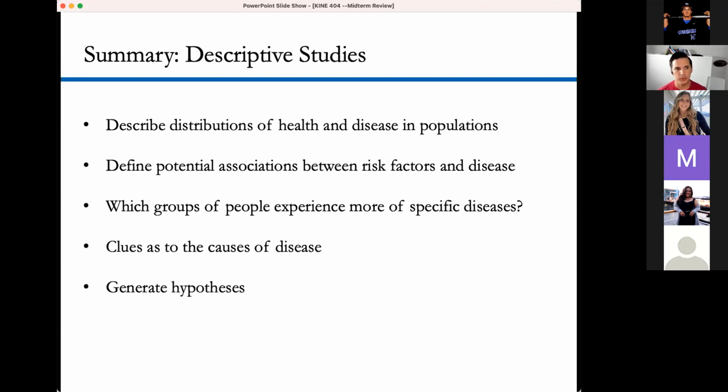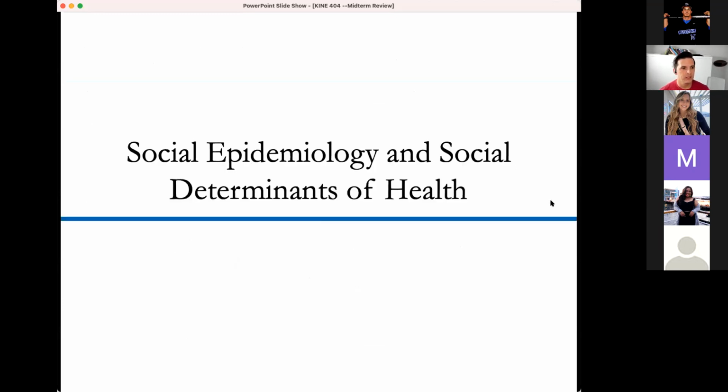So just make sure you understand how descriptive studies are used, what type of information we can get from them for determining hypotheses and disease causality, and how we can do measurements from them. Any questions about that part before I talk about infectious disease epidemiology and social epidemiology to end up this part of the review?